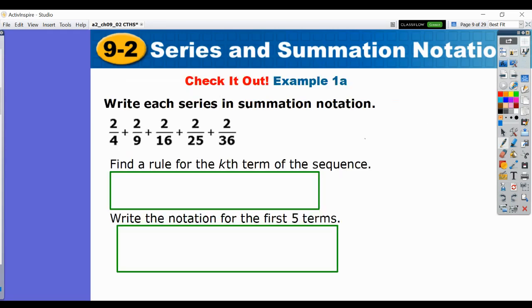All right, here's another one. This one's very similar to the last one, so I would recommend pausing the video and seeing if you can come up with the sigma notation for the first 5 terms. All right, if you tried that out, we're going to take a look.